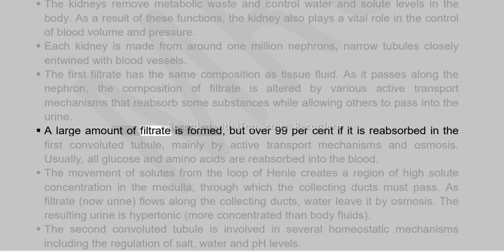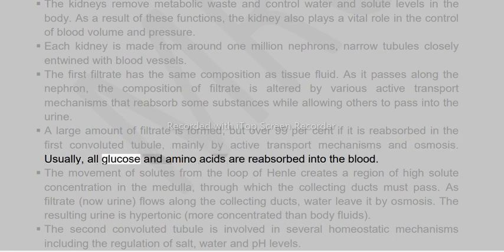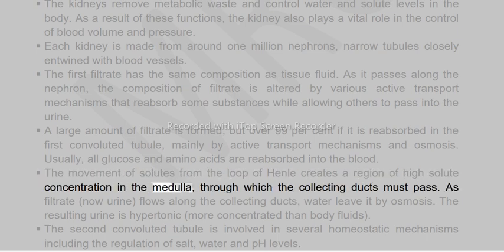A large amount of filtrate is formed, but over 99% of it is reabsorbed in the first convoluted tubule, mainly by active transport mechanisms and osmosis. Usually, all glucose and amino acids are reabsorbed into the blood. The movement of solutes from the loop of Henle creates a region of high solute concentration in the medulla, through which the collecting ducts must pass.